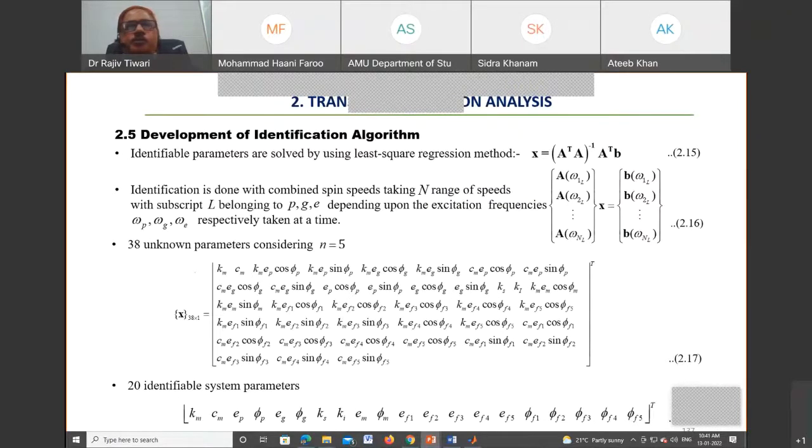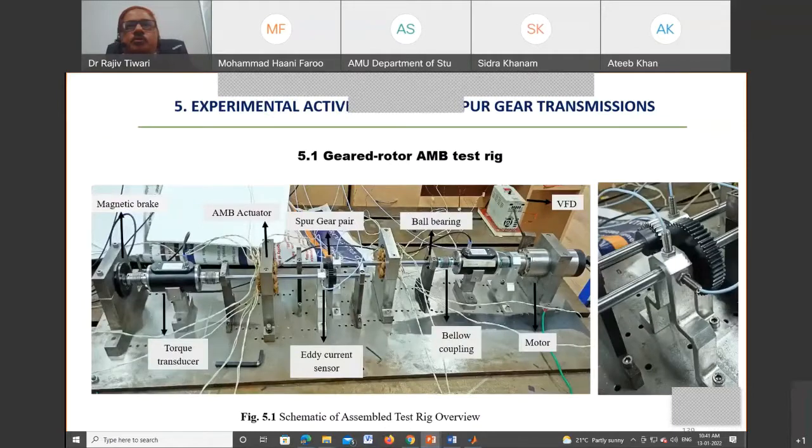I'll skip these things and go to the rig. In the rig, as I was showing, there were two shafts. One shaft is this, the second shaft is this. This is the motor. This is one of the torque sensors.